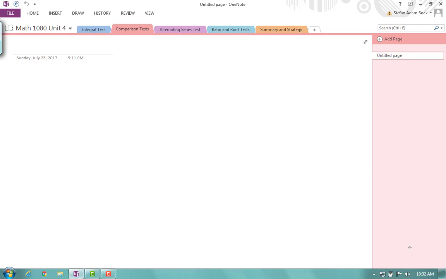For this next section, we have the comparison tests, and this is section 11.4. Now in 11.8, we actually had a comparison test for convergence and divergence there. We actually called it the comparison theorem, and this works in a very similar fashion.